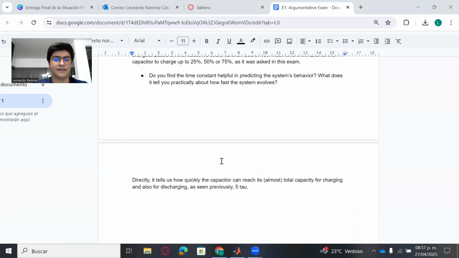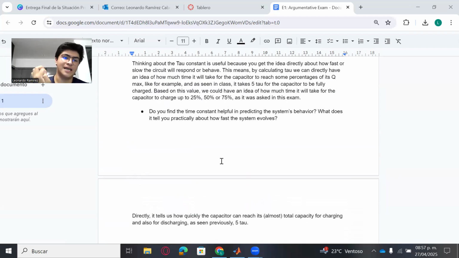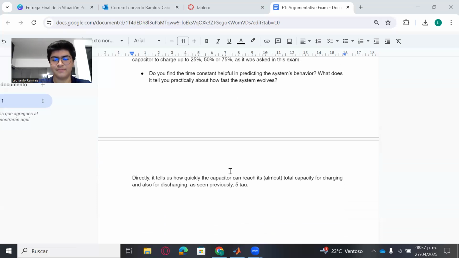How can the time constant be helpful in predicting circuit behavior? Well, as I said, if we calculate things and we play a little bit with the values and the constant and everything that this is giving us, we can define that 5 tau is what it takes for the capacitor to reach almost its total capacity, for charging and also for discharging. So we can predict some things from here. And well, that's it.